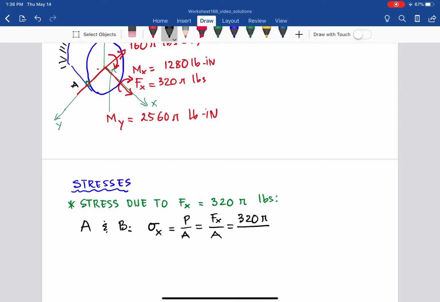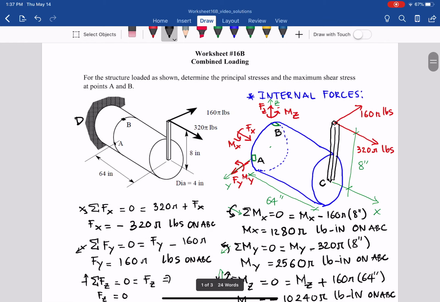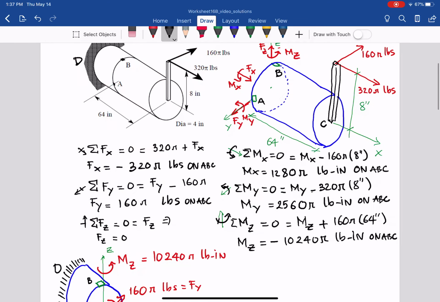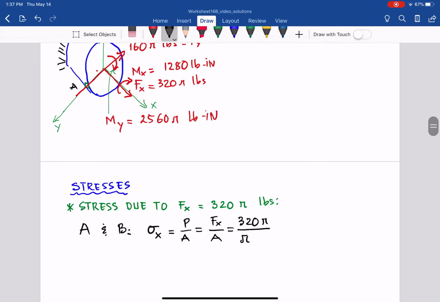Fx equal to 325 divided by A, so pi times the radius squared. The diameter is 4 inches here, so the radius will be 2 inches, 2 inch squared. From that we have 80 psi, and it will be in tension on both point A and point B.